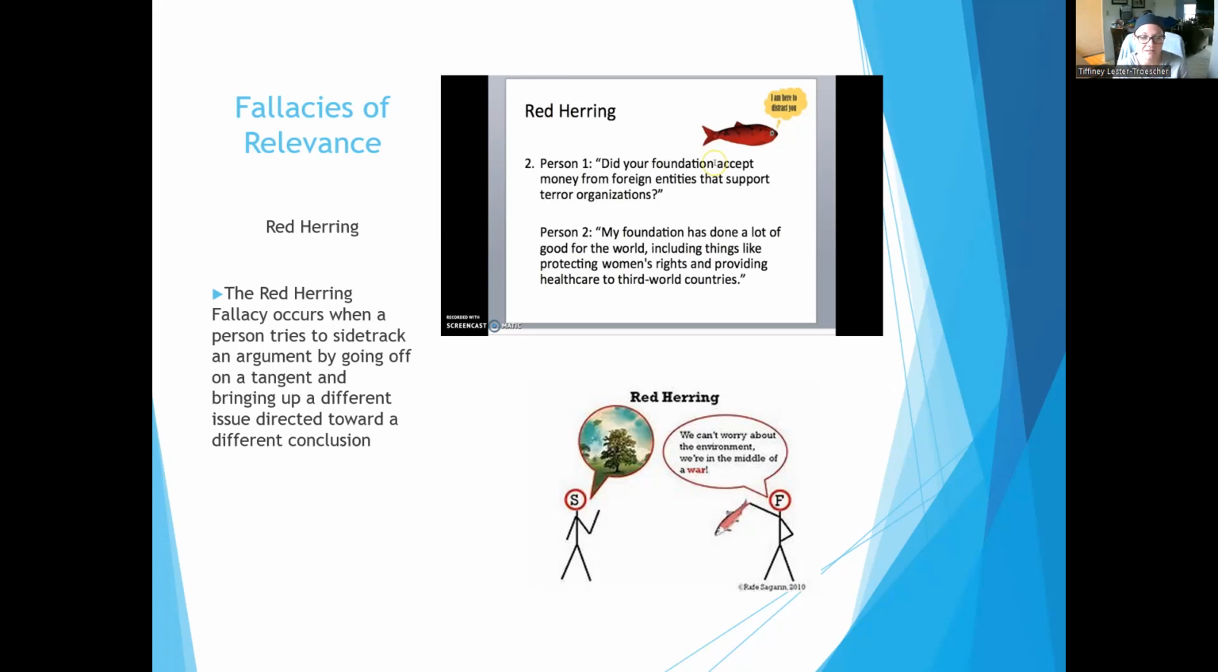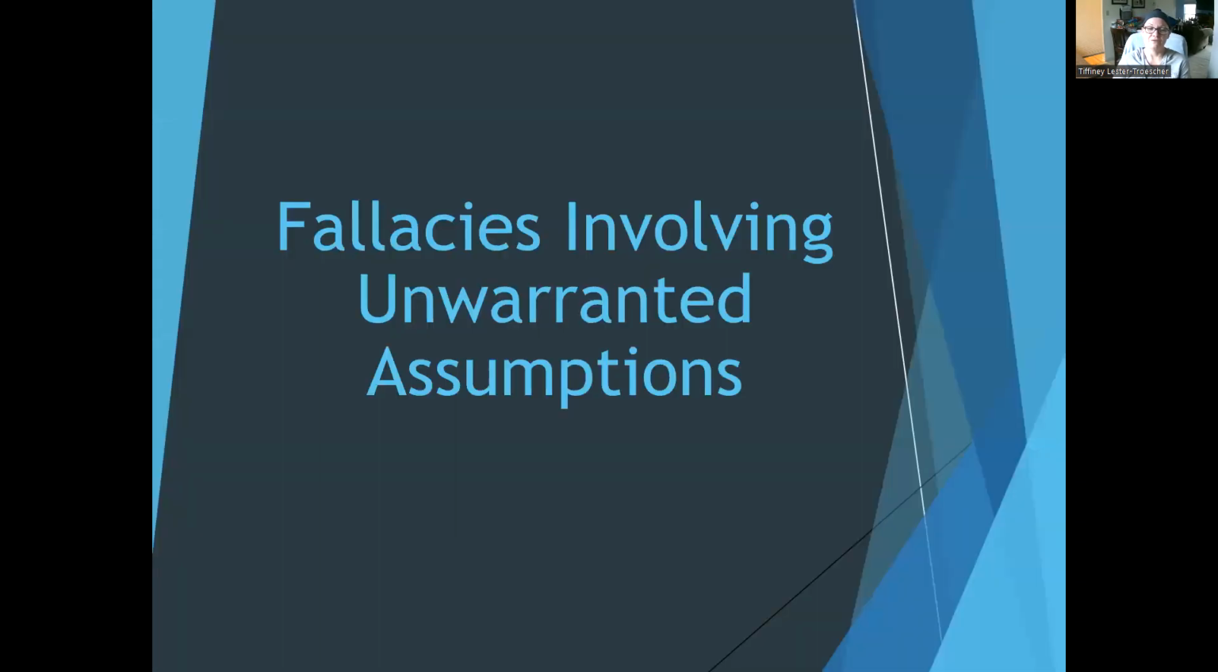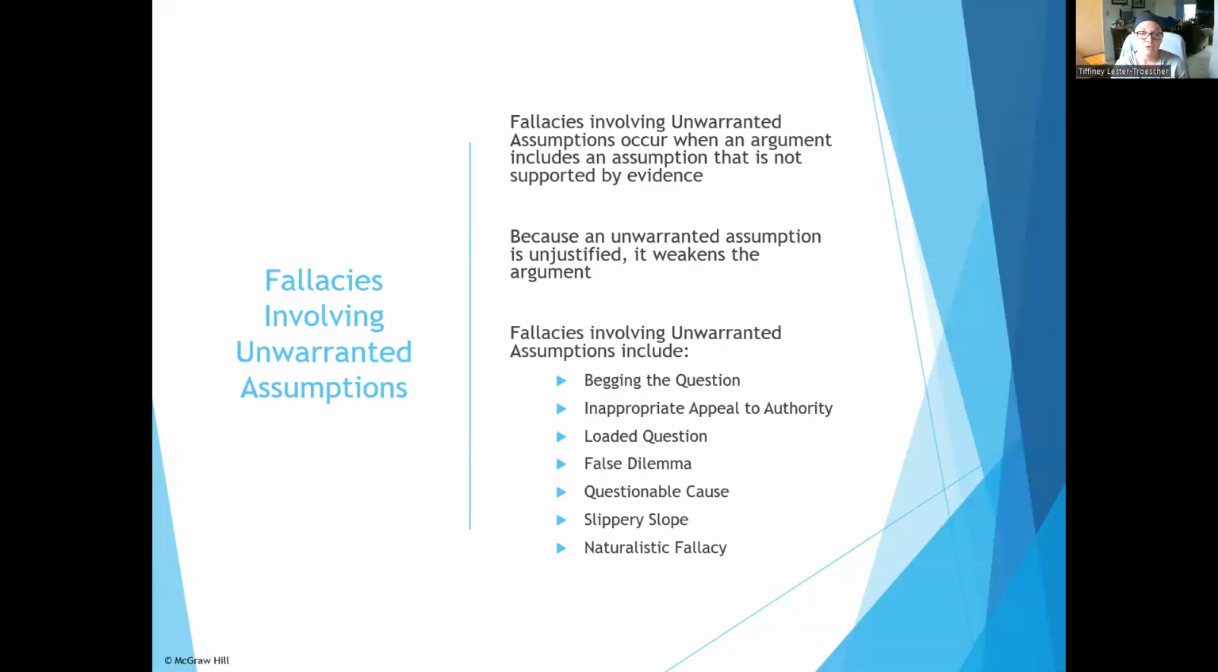Or down here in our second example, we have someone who's thinking about saving the environment. And the second person who's holding up the red herring says, we can't worry about the environment. We're in the middle of a war. Totally using the war as a distraction because we don't want to talk about the environment. All right. Then we also have fallacies involving unwarranted assumptions. This occurs when an argument includes an assumption that is not supported by the evidence, and it weakens the argument. Examples of unwarranted assumptions: begging the question, inappropriate appeal to authority, a loaded question, a false dilemma, questionable cause, slippery slope, and naturalistic fallacy.